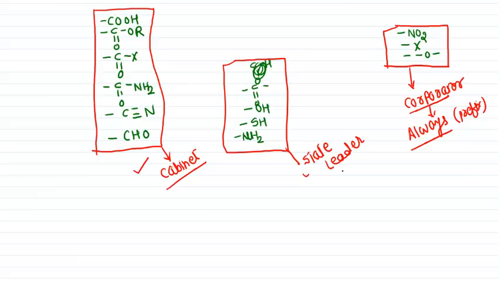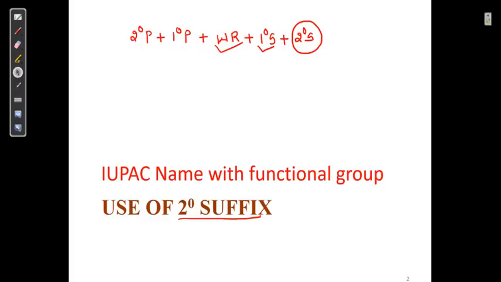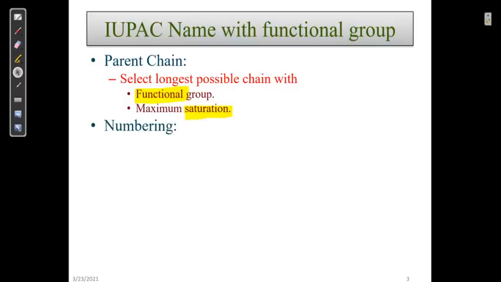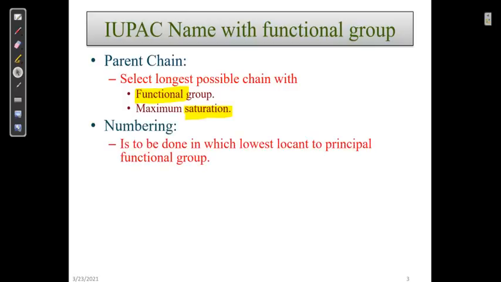Okay, let us see examples one by one. IUPAC name with this functional group: some of the rules I told you, and I correlated them with the story. The first is the parent chain. How to select the parent chain? You must select the longest possible chain, that is right, but with the functional group, not without the functional group. Second, it is with maximum unsaturation. Numbering is given in such a way that the lowest locant goes to the principal functional group. Wherever this functional group is there, it always gets the lowest number.